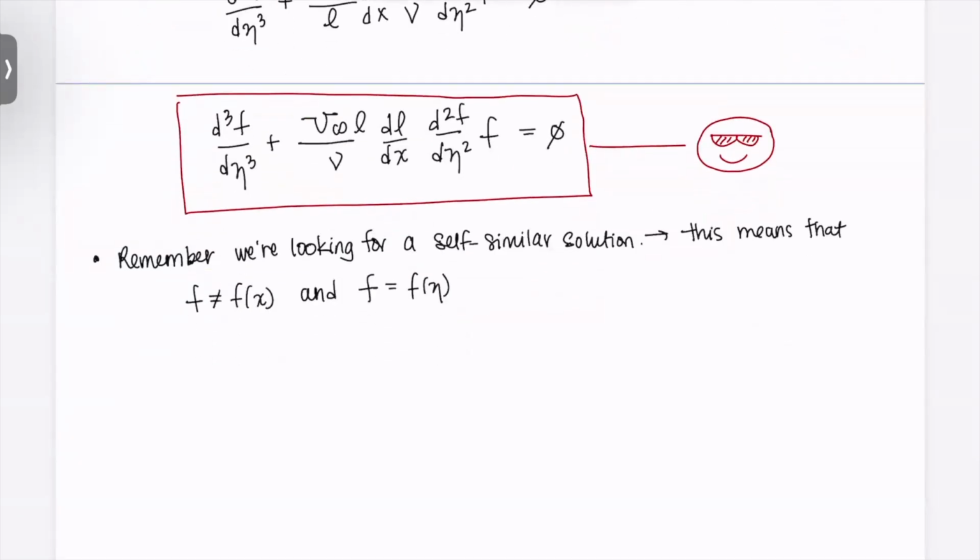Secondly, since that factor out front of our second term, so u infinity times L over nu times dL/dx, is not a function of y, and it's also not a function of eta, then it must be a constant.